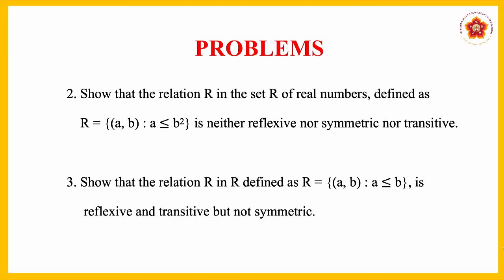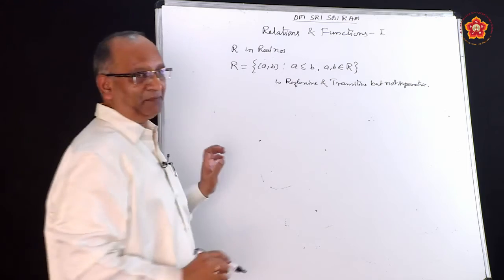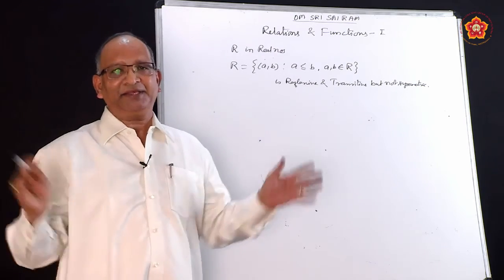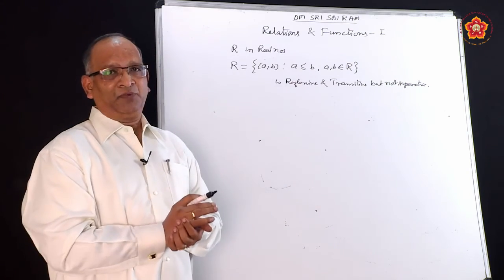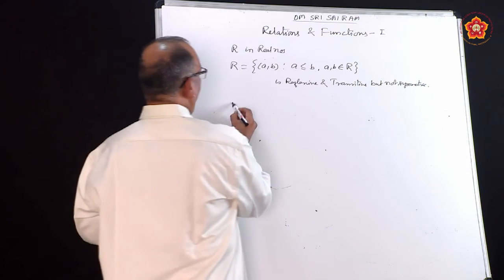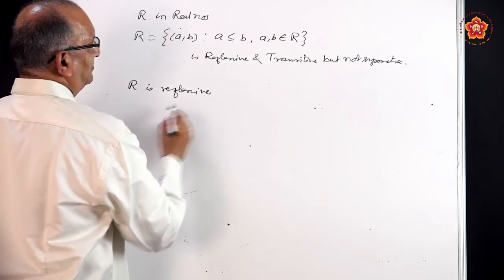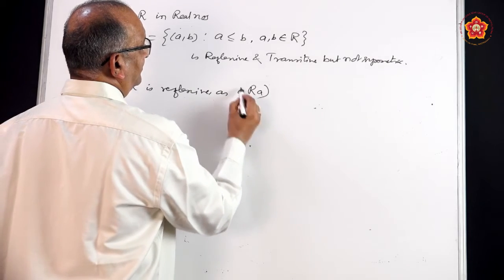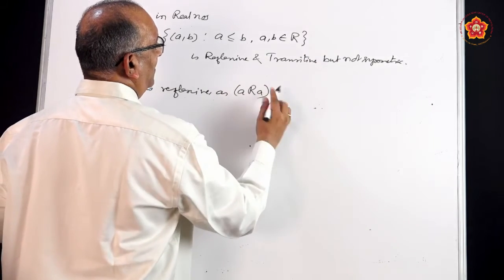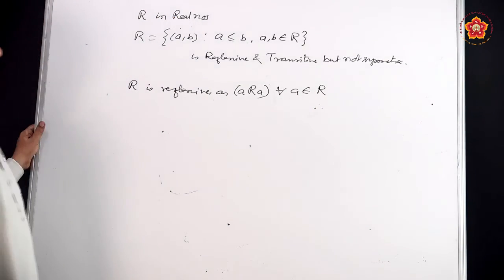Remember, (A, B) belongs to R. Even though he has not mentioned, you can write it down that (A, B) belongs to R. You can take any real number, positive number, negative number, fractions, anything can be taken. Begin. He says it is reflexive. How do you know it is reflexive? R is reflexive as A R A for all A belongs to R. A is related to A.